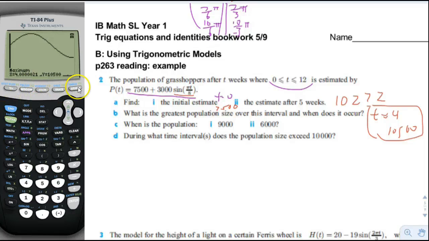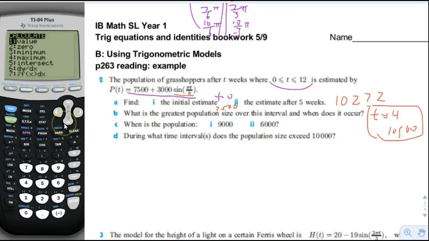When is the population 9,000 and when is it 6,000? Well, first let's look at the table and see if we can see it on the table. 9,000 and 6,000. No, it is not clear. So what we're going to do is, for y equals, we're going to make a 9,000 line and we're going to make a 6,000 line. And then we're going to see when they intersect with the sine. Okay? Now we have the sine and we have two lines going through, one at 9,000, one at 6,000, and we're going to say, when is the population 9,000? Where are those intersections? When is the population 6,000? Where is that intersection?